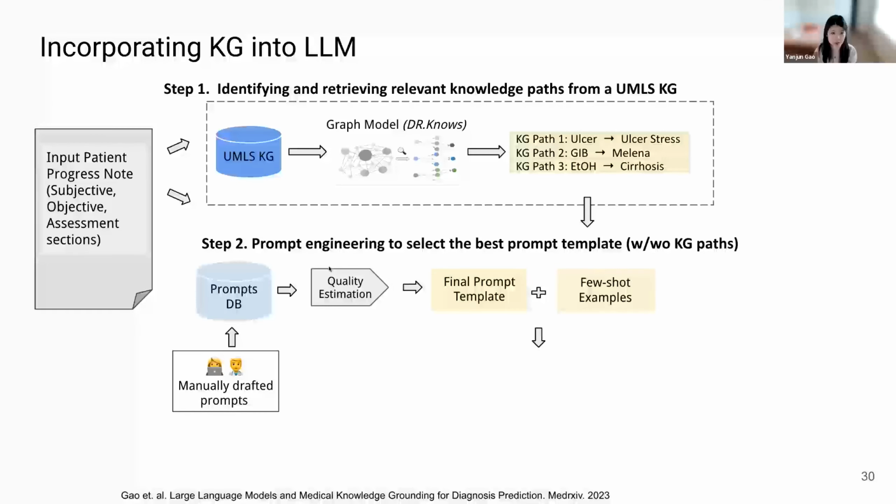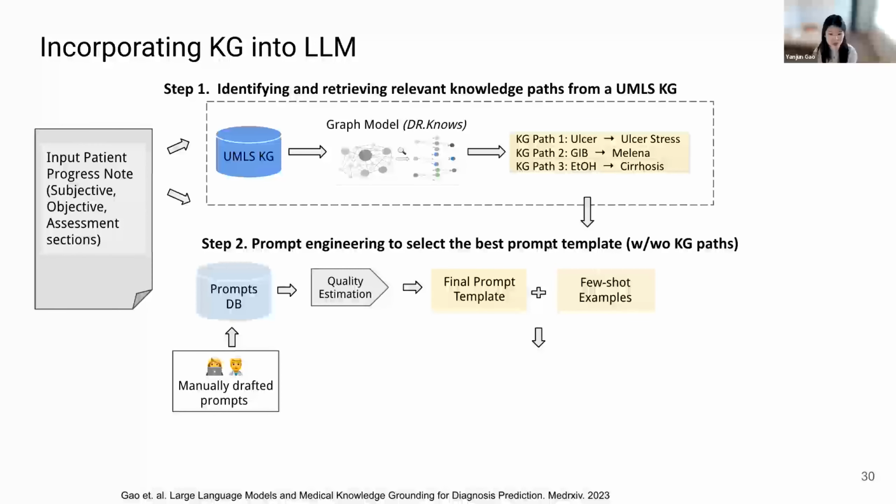Our prompt engineering work includes a set of manually drafted prompts from subject experts and non-subject experts. We have some modules for quality estimation to select the best prompt template. Our final prompt template would incorporate not only the template, but also the knowledge graph path with a few few-shot examples showing how the diagnosis can be concluded from the knowledge path, as well as the input progress notes.